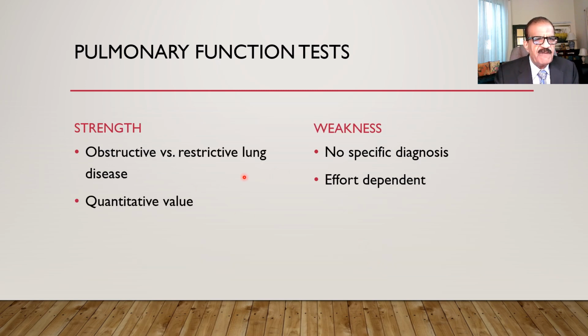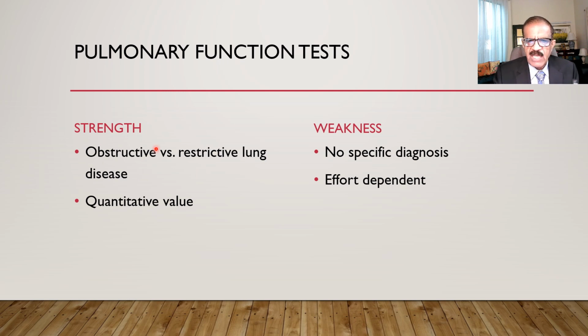Now, the strengths and weaknesses of pulmonary function tests, spirometry in general. The strength is that it will tell you if the lung disease is obstructive airway disease or restrictive lung disease. Many lung diseases, especially those which cause dyspnea, can be classified into two broad categories: either obstructive airway disease, which primarily means a narrowing of small airways or sometimes large airways, or restrictive lung disease, where there is a problem with the expansion or volume of the lung.